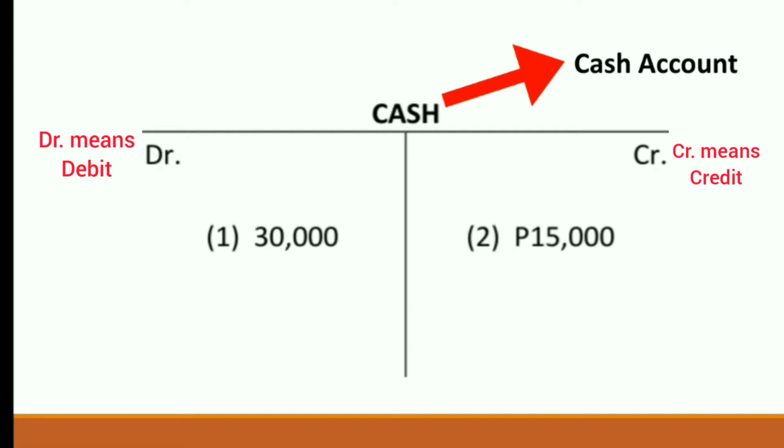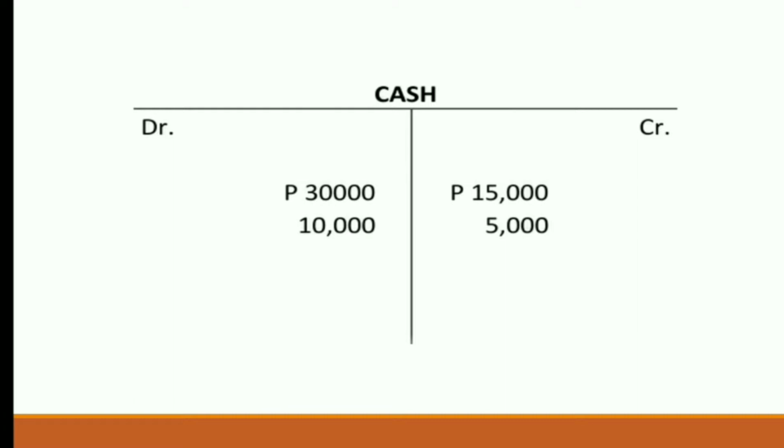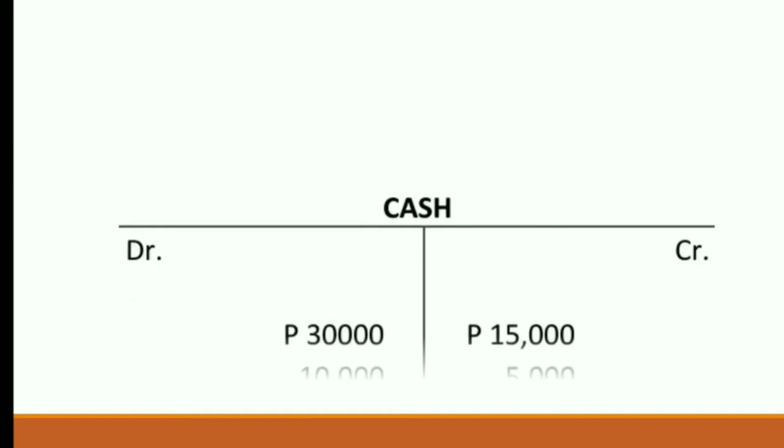The 30,000 here at the left hand side is called the debit entry, and the 15,000 here at the right hand side is called the credit entry. Let us assume that aside from these two entries, the 30,000 pesos debit entry and the 15,000 pesos credit entry, we also have two other entries, a 10,000 pesos debit entry and a 5,000 pesos credit entry. At this point, we have to total all the amounts in the debit side, and we also have to total all the amounts in the credit side.